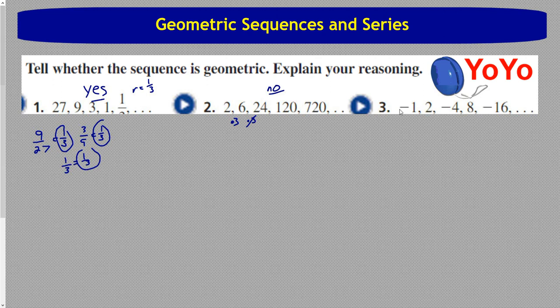And the third one, what do I have to multiply negative 1 by to get 2? Well, I'd have to multiply by negative 2, right? Make sure it's multiply by negative 2, not subtract 2. If I multiply by negative 2, I get 2. Then if I multiply 2 by negative 2, I get negative 4. And if I multiply negative 4 by negative 2, I get 8. So you see how this pattern's continuing, right? It's flipping back and forth between positive and negative because I'm multiplying by a negative, and the numbers themselves are getting twice as big. So this one is also yes. The ratio is negative 2.